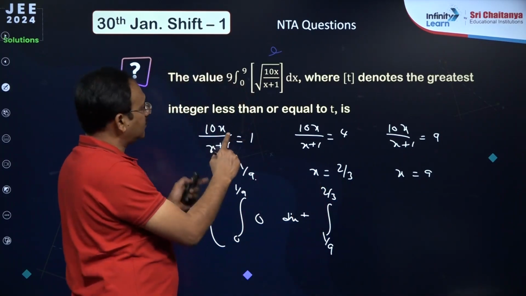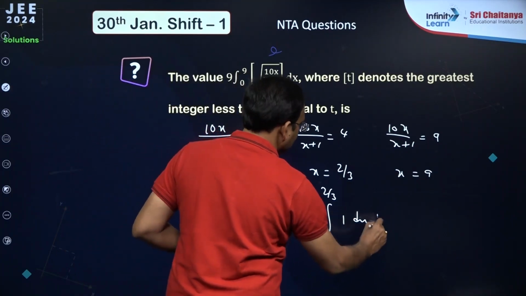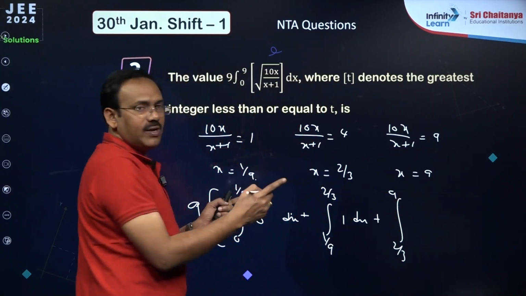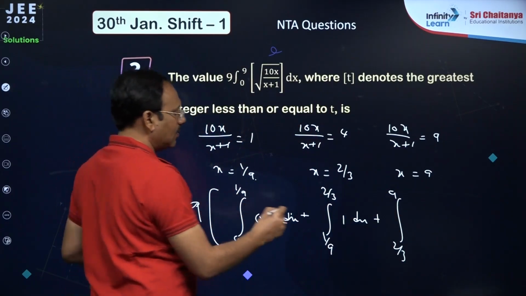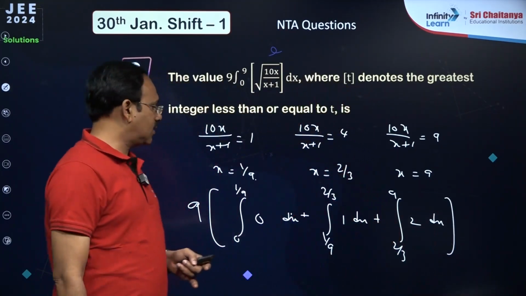The step becomes, it is more than 1 but less than 2, the step becomes 1 dx, plus the integral from 2/3 to 9, the step will be more than 2 but less than 3, so this becomes 2 dx. So this is going to be the answer, dear students.